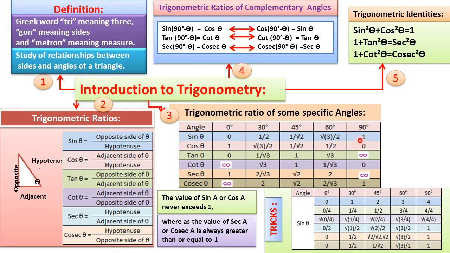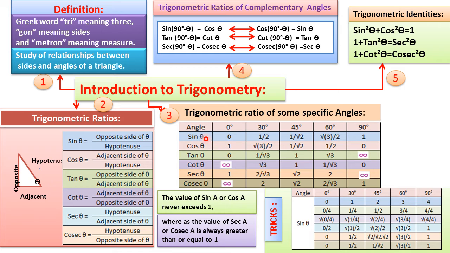If you are able to remember the sine values of all these angles, the cos values of all the angles can be written just in reverse order. So here the sine order is 0, 1 by 2, 1 by root 2, root 3 by 2 and 1, and for cos it is written in reverse order: 1, root 3 by 2, 1 by root 2, 1 by 2 and 0.